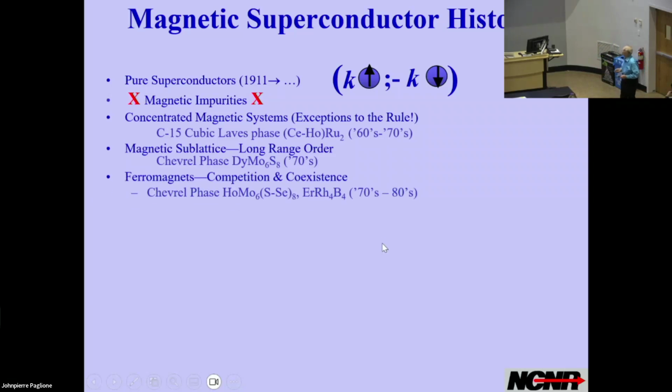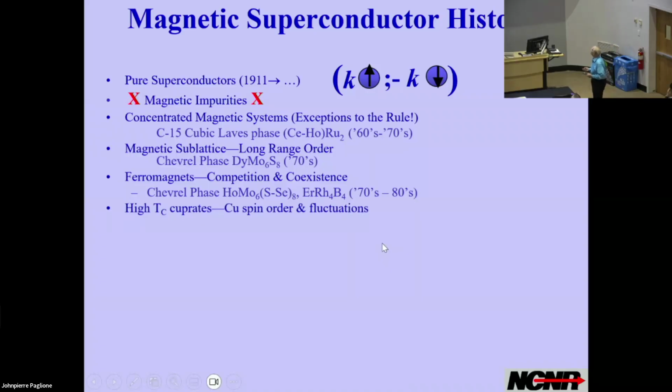And then even more exciting, there were a couple of systems where they ordered ferromagnetically. When they order ferromagnetically, there's a macroscopic magnetization, and that's got to compete with the Meissner effect. So you see a very strong competition between that. And then along came high TC cuprates, discovered in 1986.